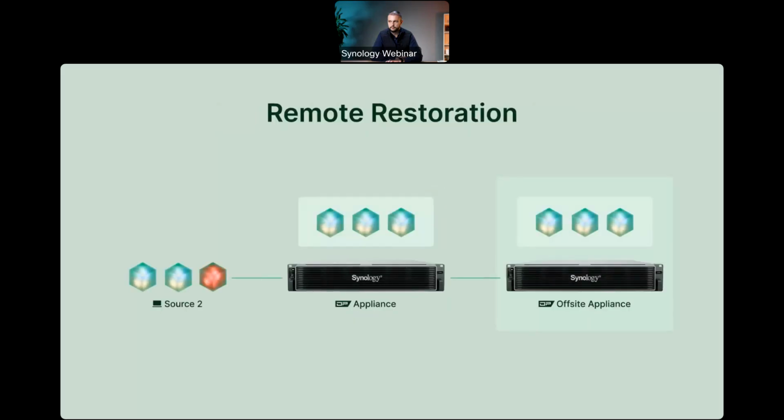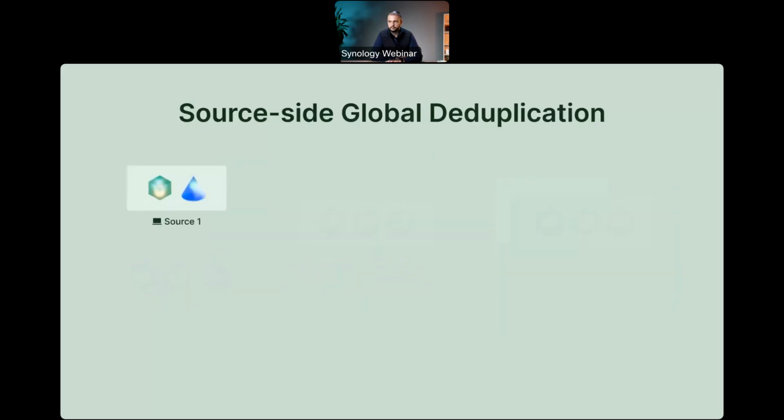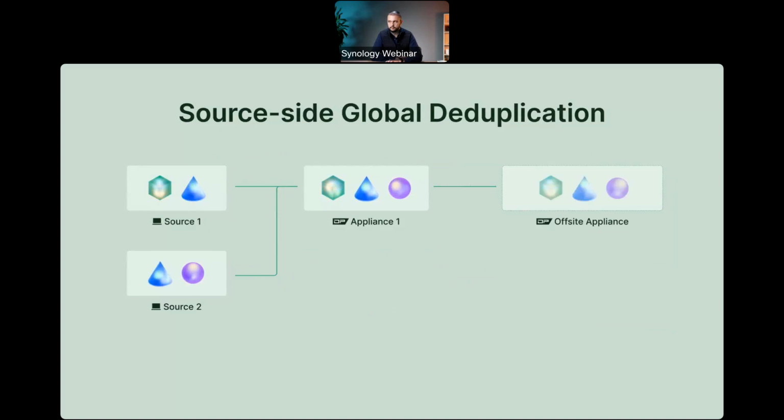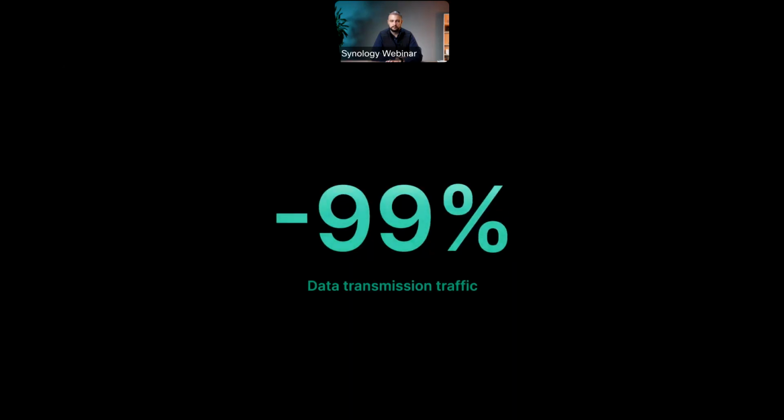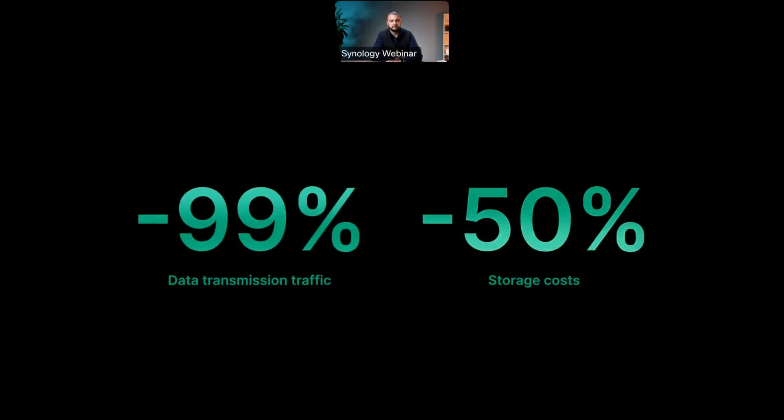In case a disaster happened to your source, restorations can be performed immediately at any point from the local appliance or from a remote appliance directly. The ActiveProtect appliance uses source-side global deduplication technology. This approach eliminates duplicate data at the source, transmitting only the differences, even when backing up across multiple sites to an offsite appliance. This feature reduces duplicate data transmission traffic up to 99% and over 50% of the storage costs.